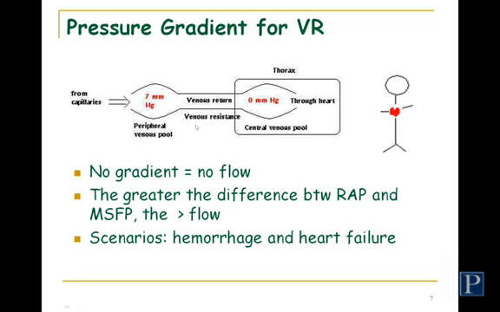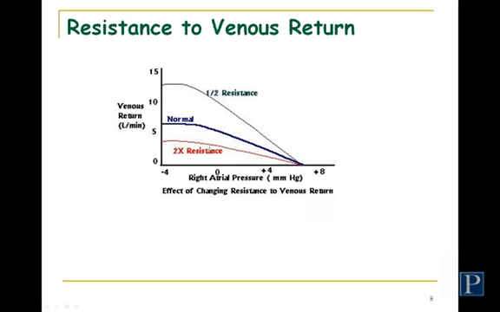Let's look at the role of venous resistance in affecting venous return. If you look at this picture in your manual, we're going to start here. Normal right atrial pressure is 0. Normal venous return is about 5. Just look at this blue line in the middle. According to this blue line, if right atrial pressure increases, venous return drops.